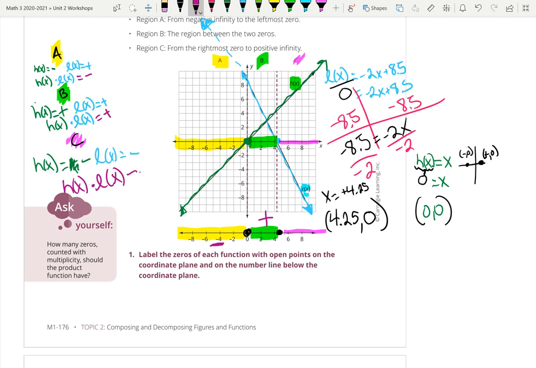A negative times a negative is a positive. Oh wait, no, I messed that up. H of x is totally positive. H of x is above. L of x is below, so the product is below the x-axis. So voila, this is literally the answer to B.